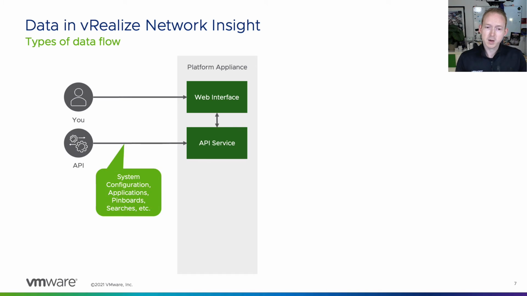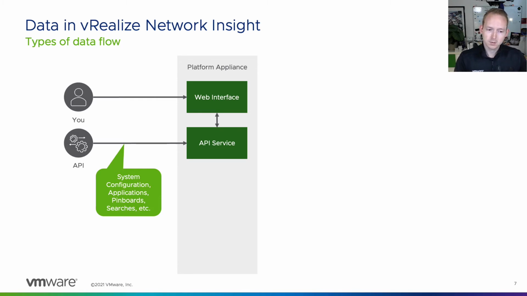The other way is the API, where the API service is located underneath the web interface. So the web interface also uses the API service, where you can programmatically add the same things that you can do in the web interface. So you can set system configuration, you can add applications, you can create pinboards, you can do searches. So all of that is incoming data, right? So this is also a way how you can configure that, and I've got some references at the end where you can find some examples on that.